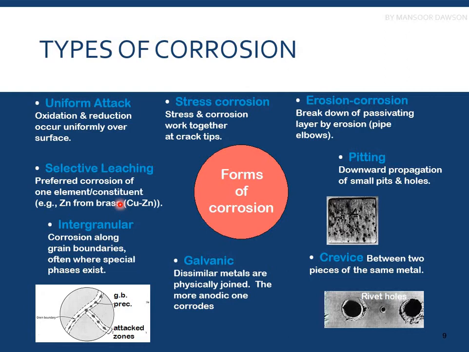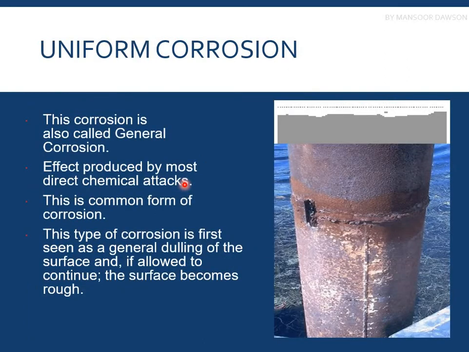So these were some types of corrosion. We'll be discussing each of them, their types, their causes and their prevention techniques. Okay, so let's begin with the first one, which is uniform corrosion. This is also known as general corrosion, and the effect produced is mostly a direct chemical attack. The direct chemical attack is the very common effect of corrosion, and this type of corrosion is first seen as the general dulling of the substance.